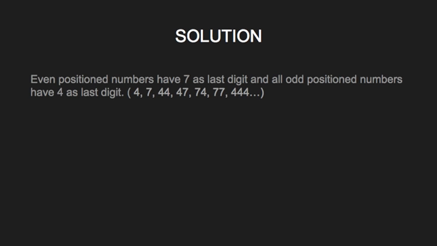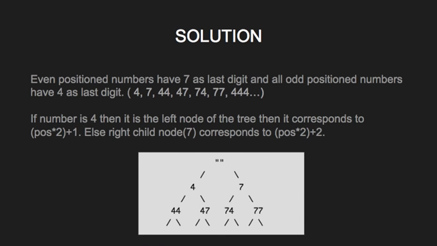The idea is based on the fact that all the even position numbers have 7 as their last digit, and all the odd position numbers have 4 as their last digit. We can represent the entire series in the form of a tree as shown. Now we will traverse the whole number.